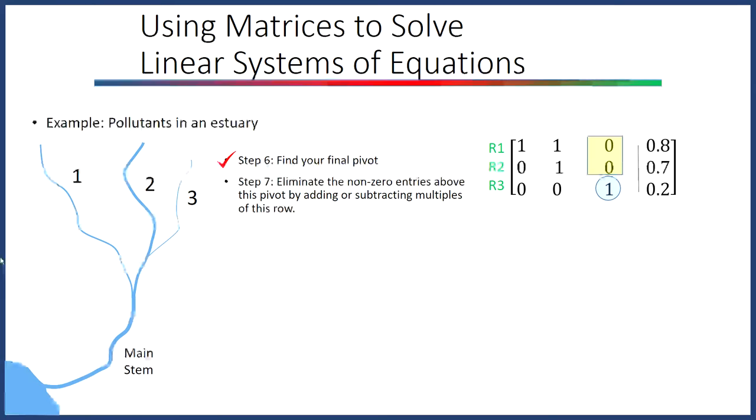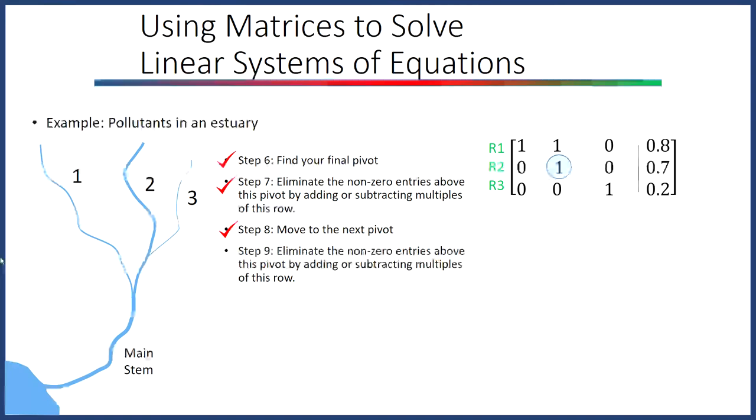We thus eliminated the non-zero entries above the pivot, and it's time to move on to step 8, which is to move to the next pivot. We then have to again eliminate the entries above the pivot. This time we'll do it by subtracting row 2 from row 1, which gives us 1, 0, and 0.1 for the top row. And we're done. Our augmented matrix now looks nice, and we can see that x1 equals 0.1, x2 equals 0.7, and x3 equals 0.3.